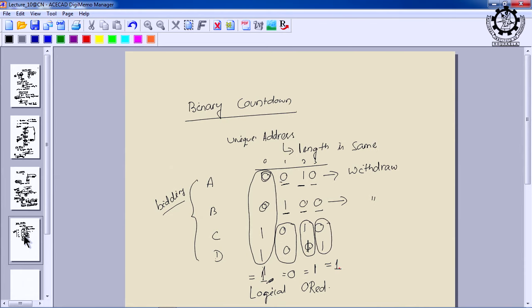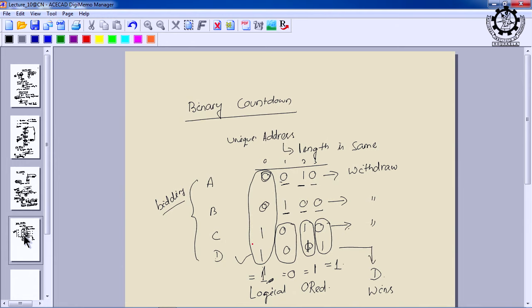And when it comes to 1, now who will withdraw? C node will now withdraw. So, who wins is now the node number D. So, now node number D wins because it has a higher address. That is the drawback of this one.